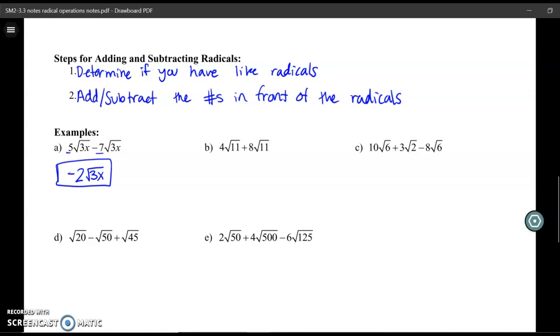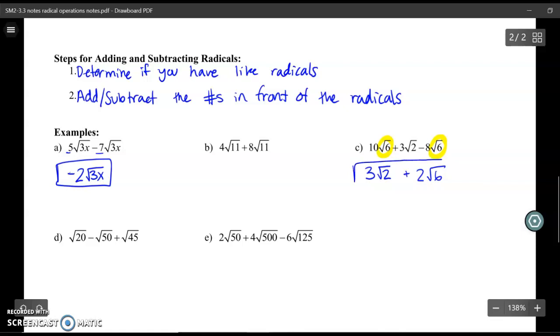Okay. Let's skip forward a little bit. Let's skip over to C. So here I have 10 square roots of 6 plus 3 square roots of 2 minus 8 square roots of 6. So here I have these square roots of 6 that are like radicals, and then I have that square root of 2 that is not a like radical. So I'm not going to be able to do anything with the 3 square roots of 2, so I'm just going to leave that alone. But I can combine the 10 square roots of 6 and the negative 8 square roots of 6. So since they're like radicals, I subtract the first number. So 10 minus 8 is 2 square roots of 6. So that is how that set of radicals is going to simplify.